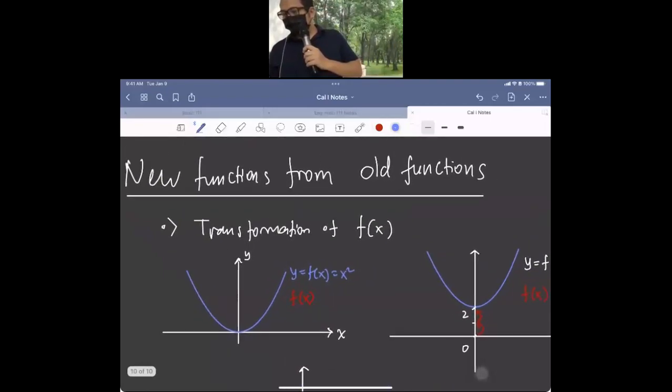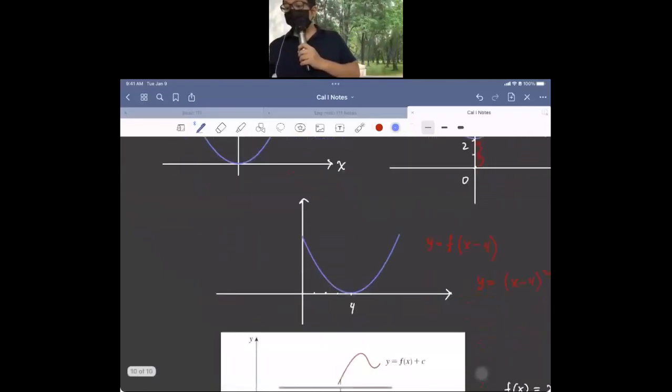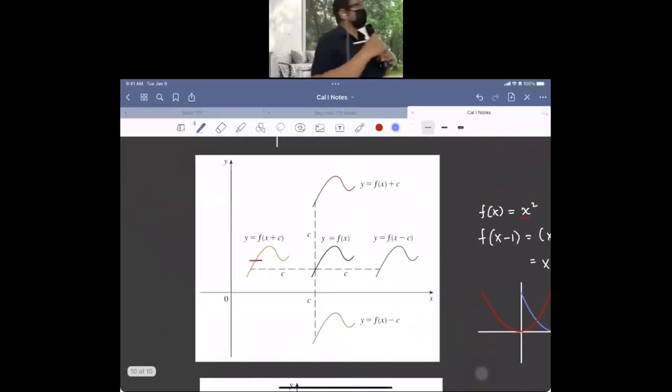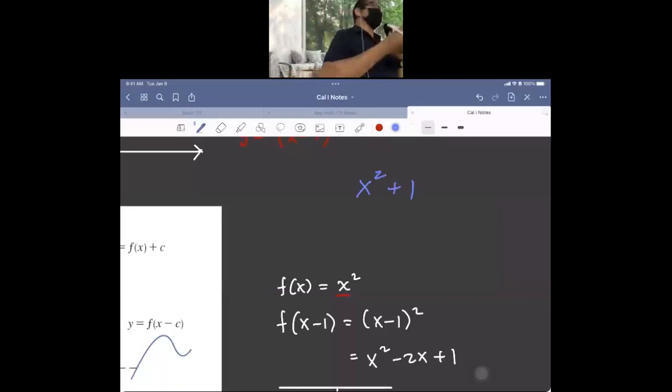Let me go to this new functions from old functions. Basically, we are going to make a transformation. The first transformation that I reviewed yesterday is how to shift our graphs. By this shifting method, or translation, we can see how the functions can be moved. It will make your perspectives different. For example, when you see a function like x squared plus 1, you will know that it's just a typical x squared, but shifted 1 unit.